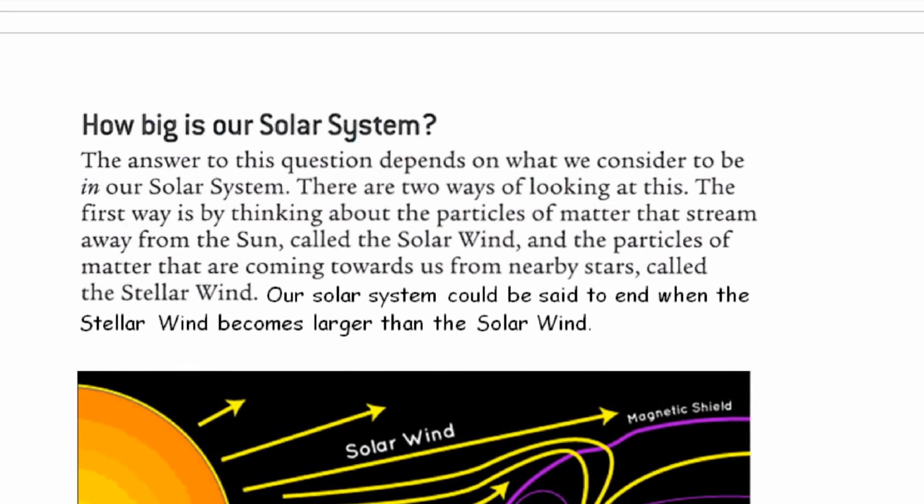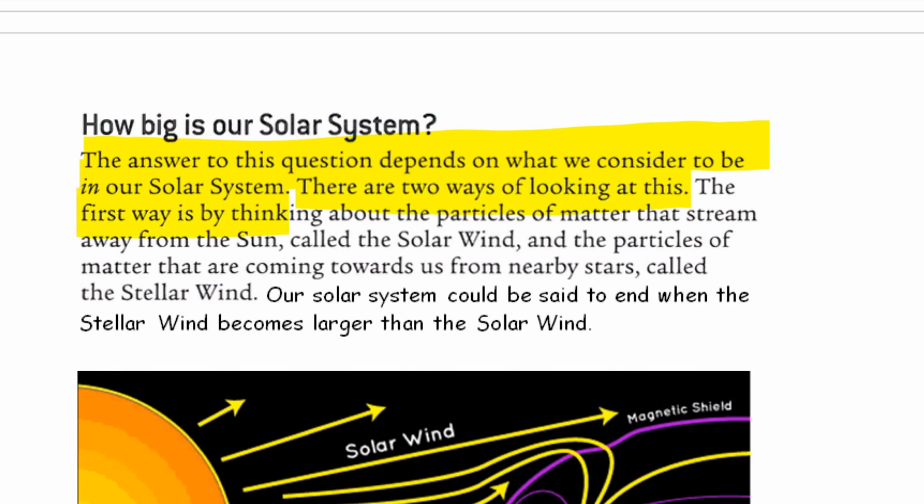Okay, so I'm just going to go through some of the concepts that we learnt in lesson 1. In particular, when we watched the Brian Cox video. How big's our solar system? It depends on what we consider to be the solar system. Well, two ways to look at this.